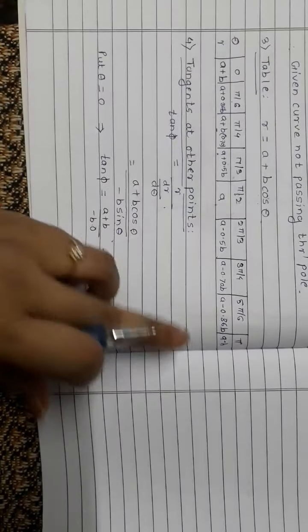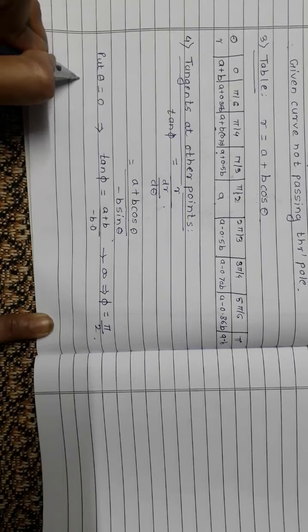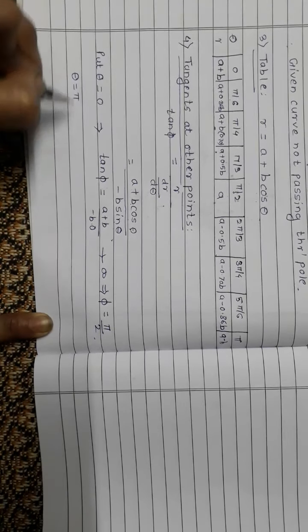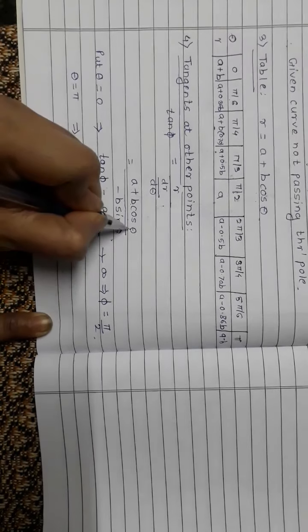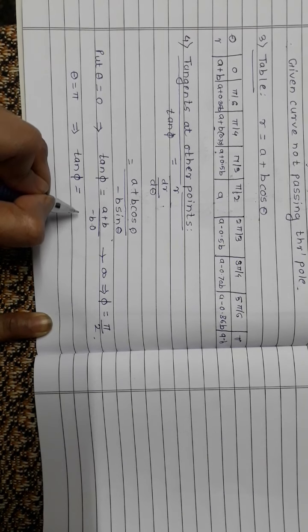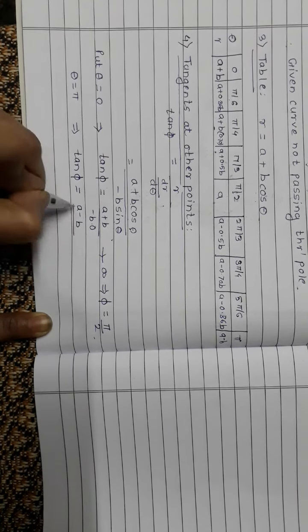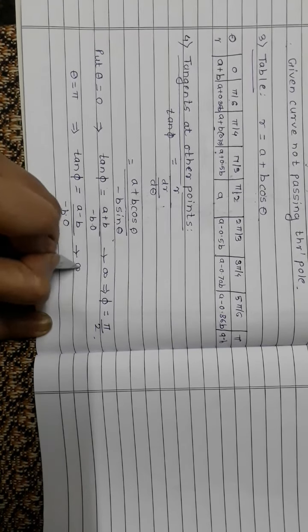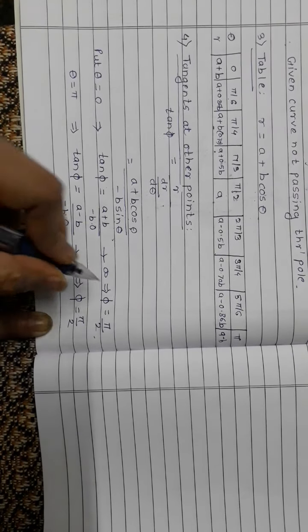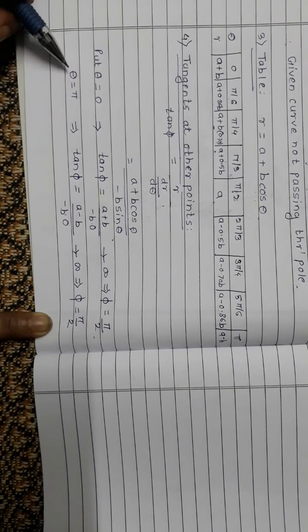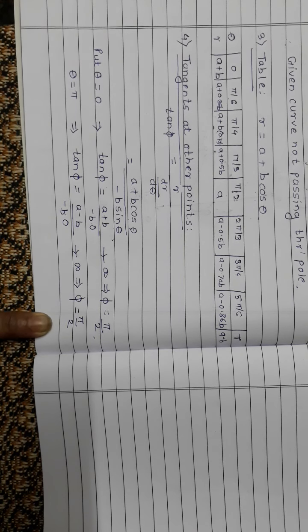The last value here is pi, so let's substitute theta is equal to pi. So what is tan phi then? Tan phi is minus 1, so a minus b. Again sin pi is 0, so this is tending towards infinity. So again what is phi? Phi is again pi by 2. So at both the points the tangent is going to be perpendicular to the initial line, right?